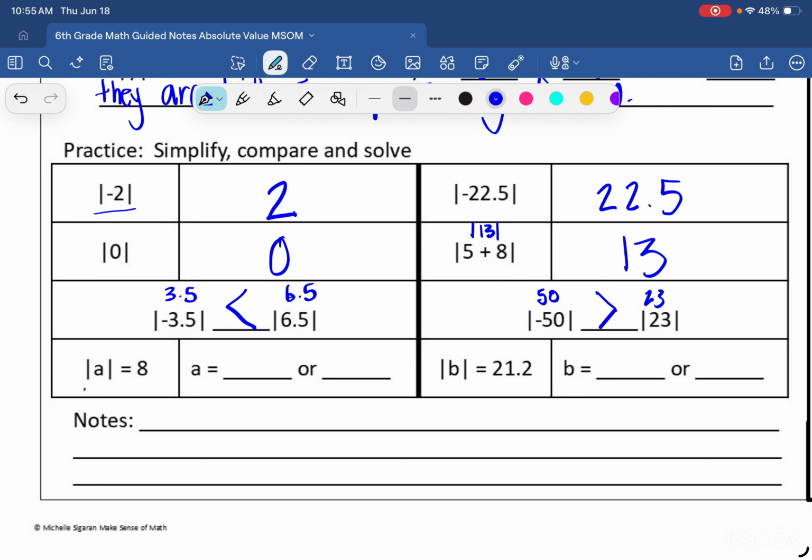The absolute value of a equals 8, so a can equal -8 or 8. They are both 8 spaces away from 0. The absolute value of b is 21.2, so b can equal -21.2 or +21.2, because they are both 21.2 spaces away from 0.